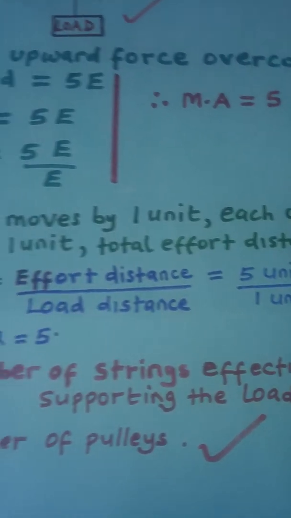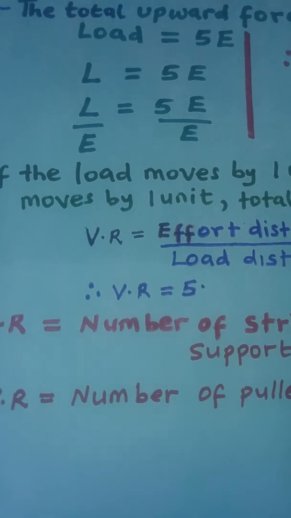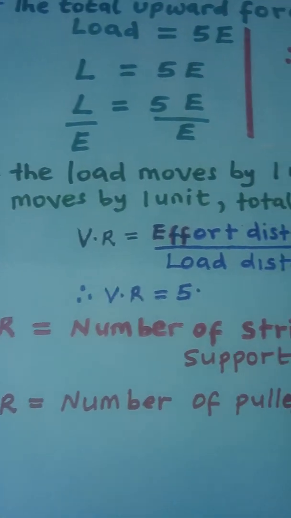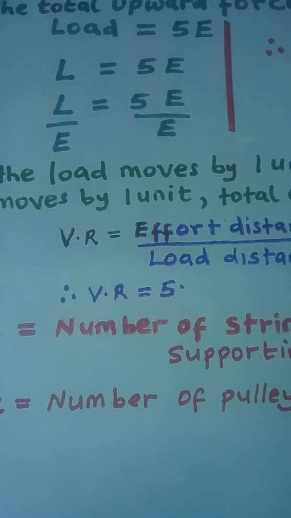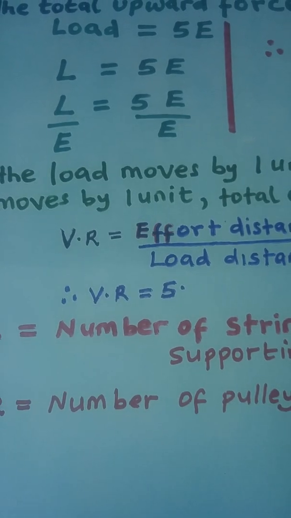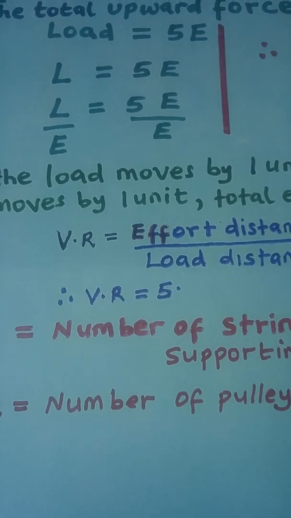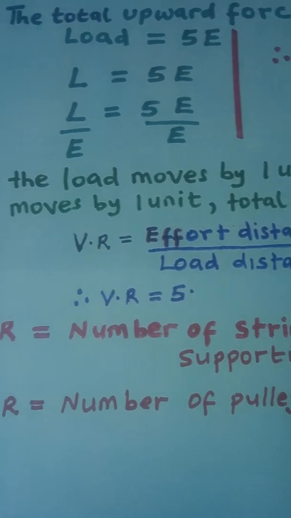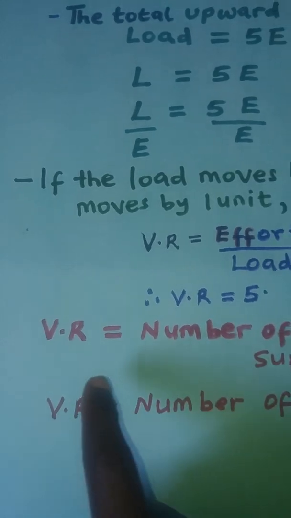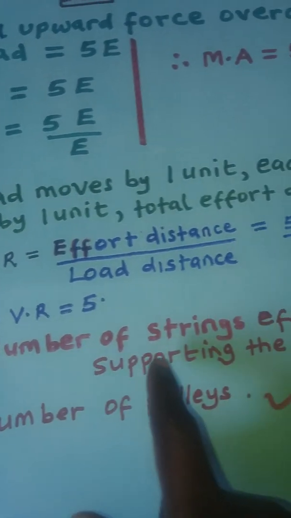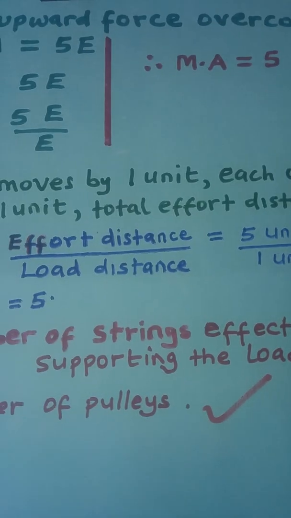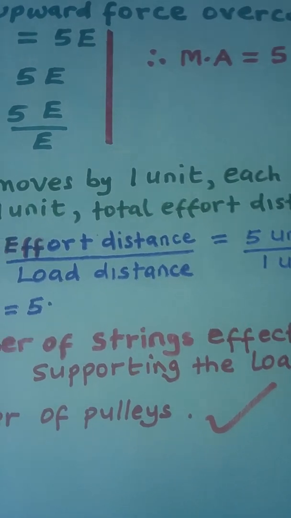Now, to cut the long story short, although we are summarizing by saying velocity ratio here will be 5, whenever a question has been set and it is dealing with a block and tackle system where there is more than one pulley and somebody wants you to get the velocity ratio, you simply say velocity ratio is equal to the number of strings effectively supporting the load. You see? How many strings?